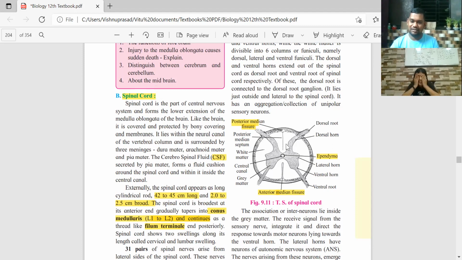Don't put your hand to any part of your face. Sit straight. Posture. Pay attention.